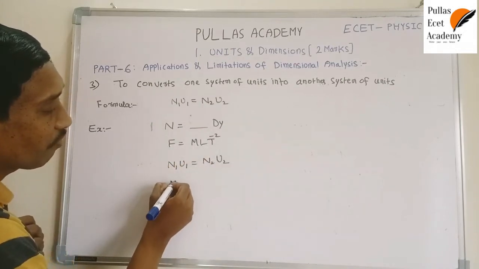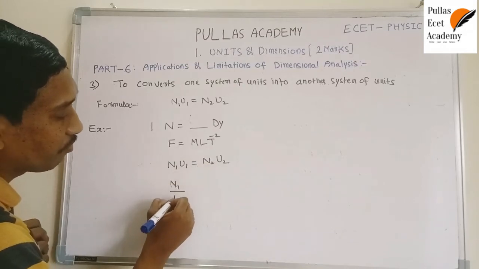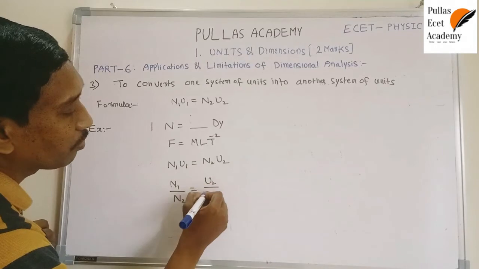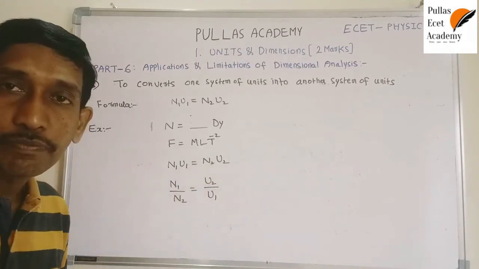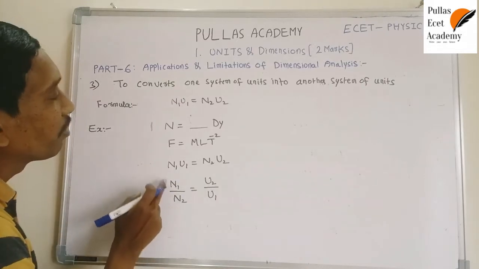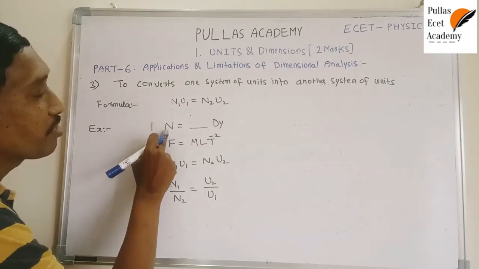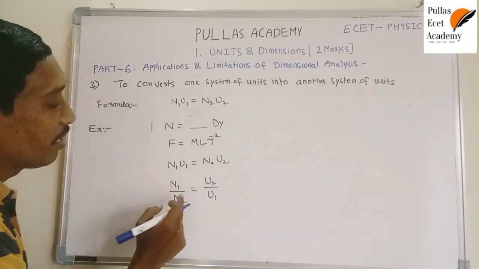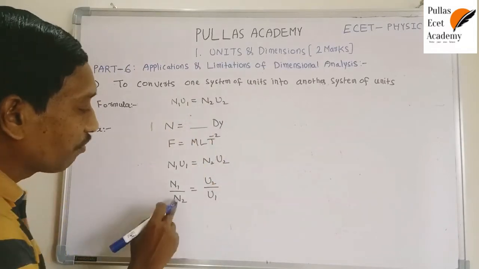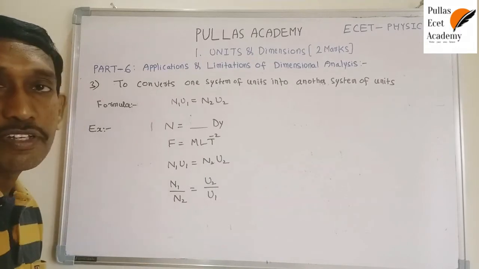Write it like this: n1 by n2 is equal to, shifting u1 over, u2 by u1. This is the procedure. Next, what are the n1 and n2 values? n1 is the numerical value in the first system, which is the SI system. n2 is the numerical value in the second system, the CGS system. We don't know this value, we have to find it out.